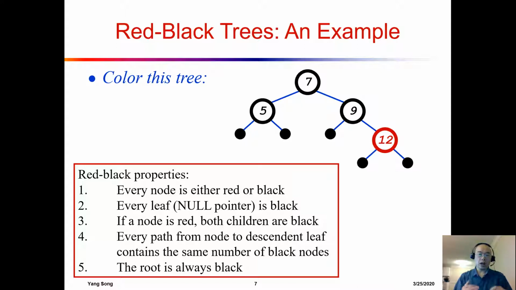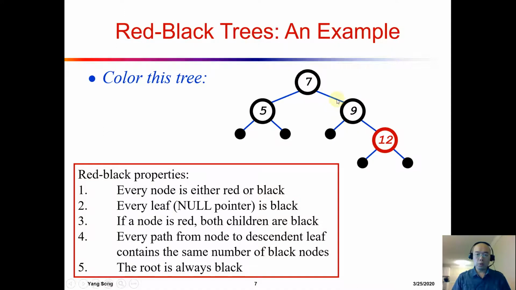If you check all the properties: number one, all the nodes are colored red or black. That's okay. Number two, all the null pointers are black, and that's good too. Number three, if a node is red, both children must be black. The only red node is 12, and both of its children are black, so number three is not broken. Let's check number four. Number four is usually the trickiest.